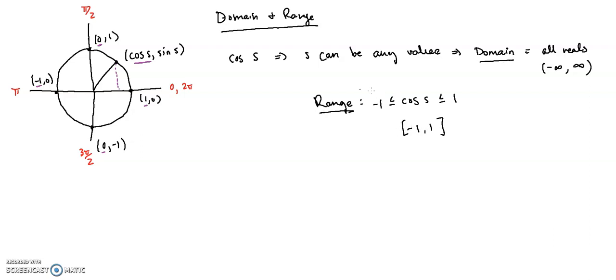Okay, so the domain is all reals. We can put anything into cosine, and the range, the values that we get out again, have to be between negative 1 and 1. We can't get bigger values than that out of cosine.